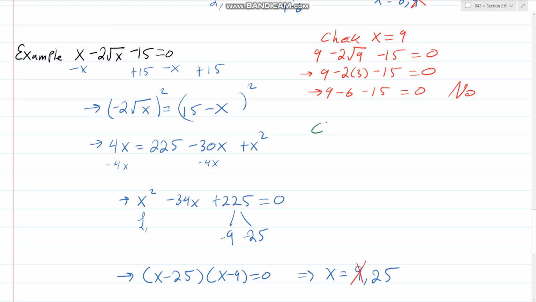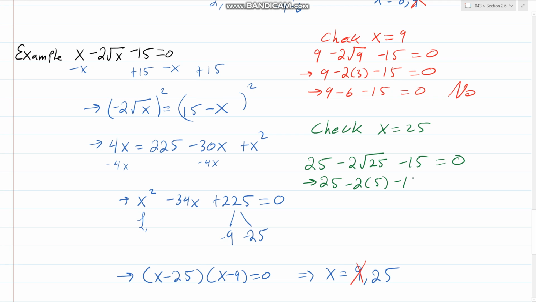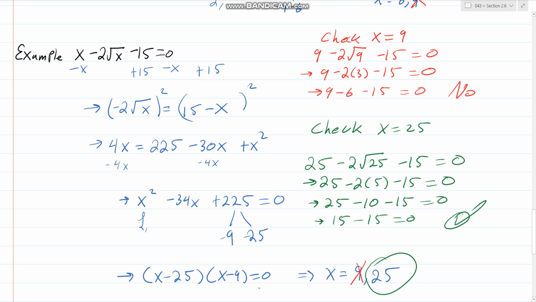9's not it. All right, let's check 25. Let's see. Is that going to work? x equals 25. So I have 25 minus 2 root 25 minus 15 is equivalent to 0. Let's see. Maybe 25 minus 2 times 5 minus 15 equals 0. 25 minus 10 minus 15 equals 0. 25 minus 10 is 15. 15 minus 15 is 0. Yeah, that works. So x equals 25 is the correct answer.